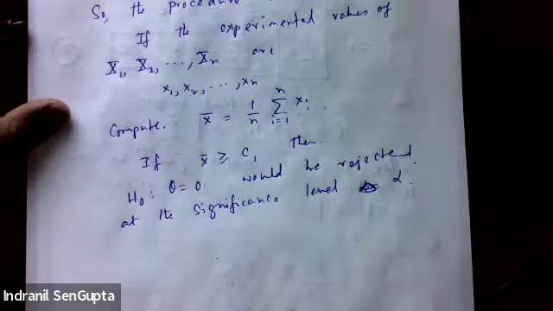If x bar is less than c1, H0 would be accepted.